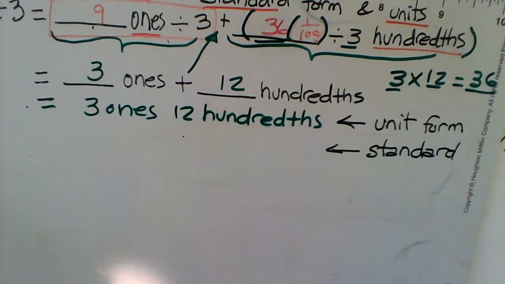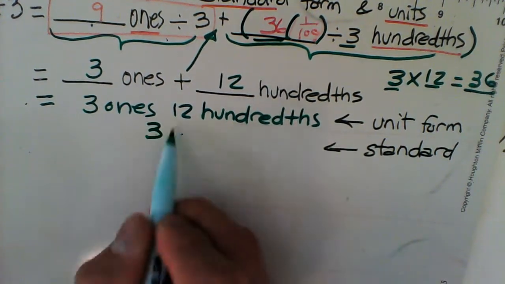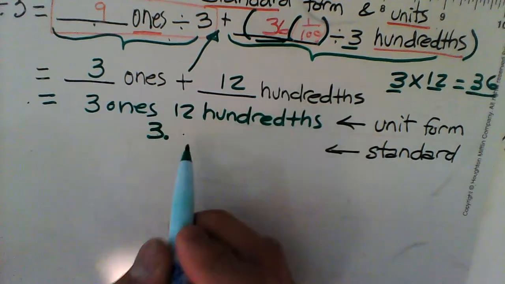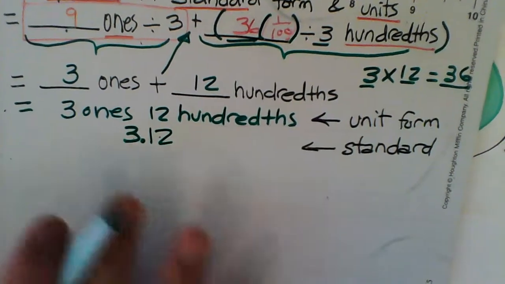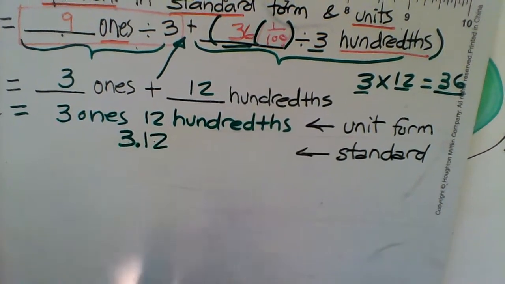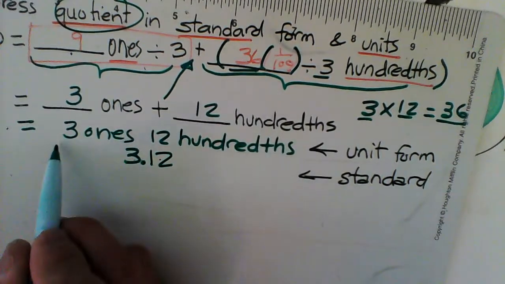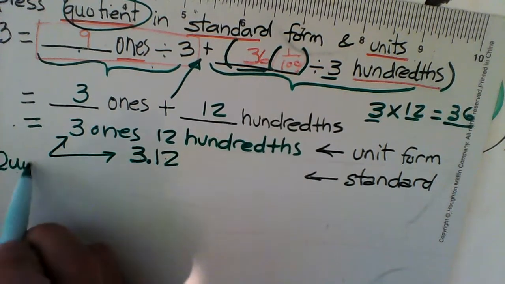So the standard form is just right above it, right? It's 3 ones, and we have 12 hundredths. 12 hundredths, we know that there is a decimal, and those two numbers go to the right of the decimal point. That will be your answer in standard form. And we found the quotient. So the quotient, again, in two forms. Here is the unit form, and here is the standard form.